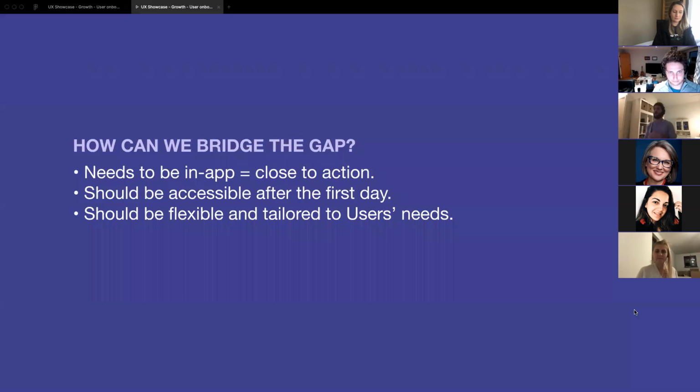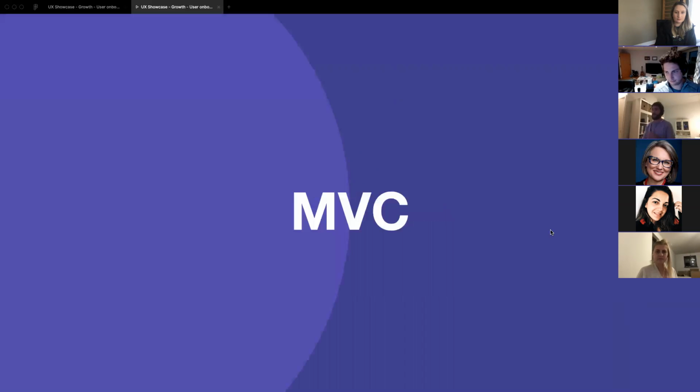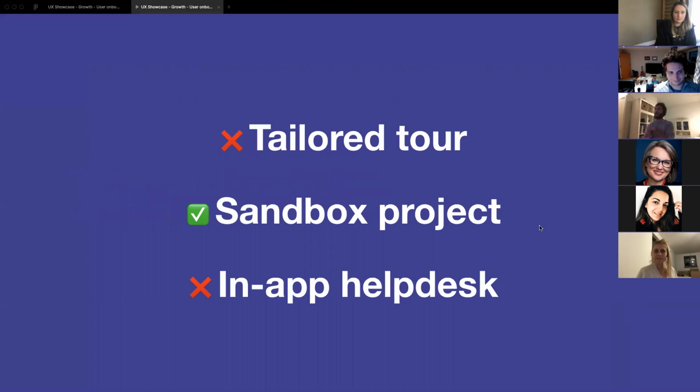So we were thinking as a team, how can we bridge this gap? Well, we had a couple of ideas. One was that it needs to be in app, closer to the action. It should be accessible after the first day, again following this idea of continuous onboarding. And it should be flexible and tailored to users' needs. So we came up with an MVC that was actually quite big, but we had a couple of main ideas.